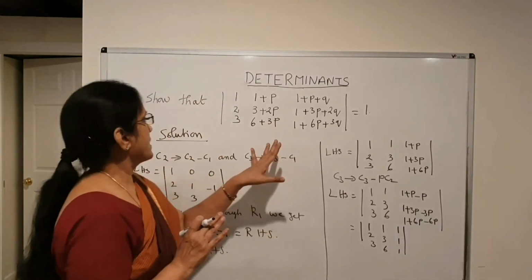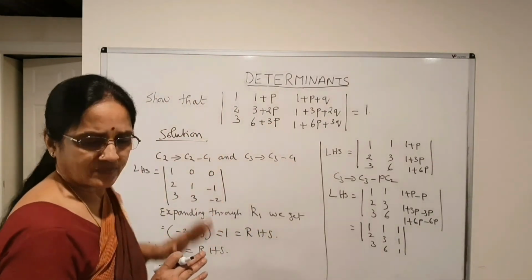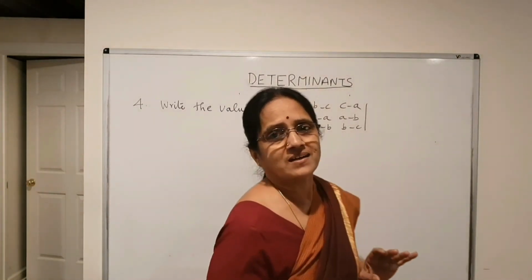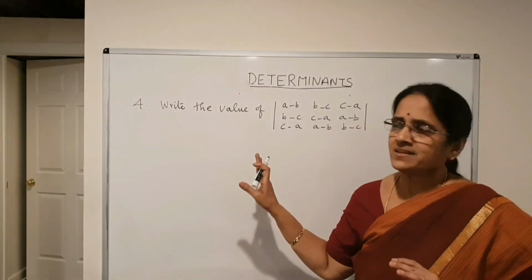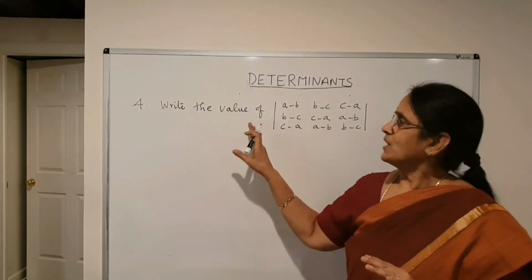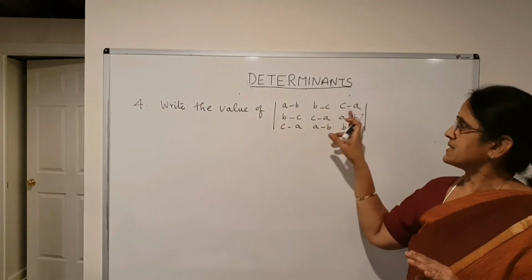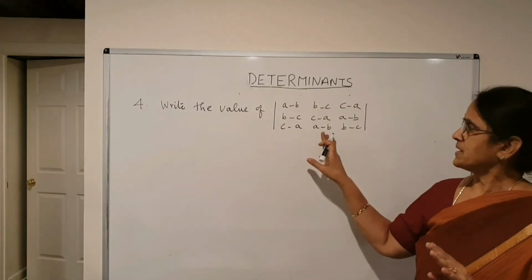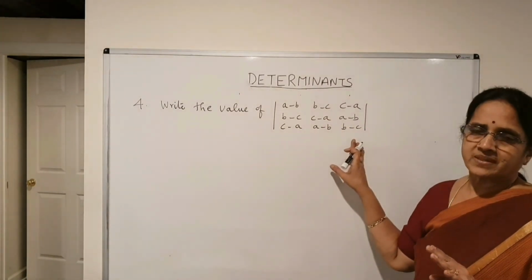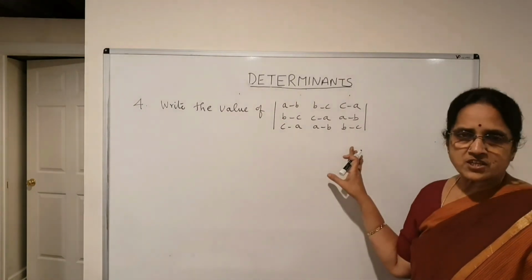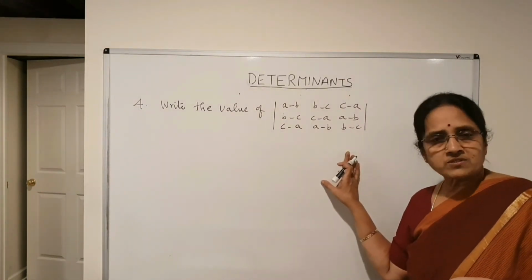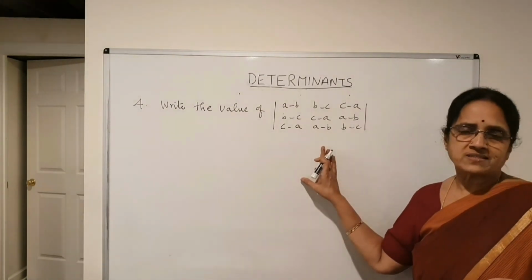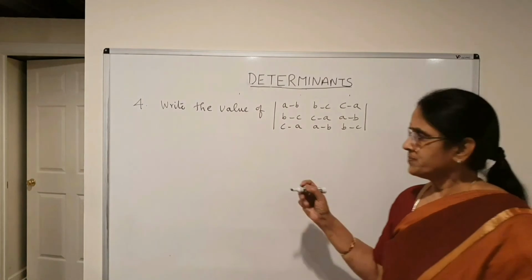Okay. Now we will pass on to question number 4. This question is rather a very easy question. You need to write the value of the determinant A minus B, B minus C, C minus A, B minus C, C minus A, A minus B, C minus A, A minus B, B minus C. This question is there in the NCERT textbook. Also, in 2009 and in 2016, the same question was asked in the board examination. Let's do it now. Solution.